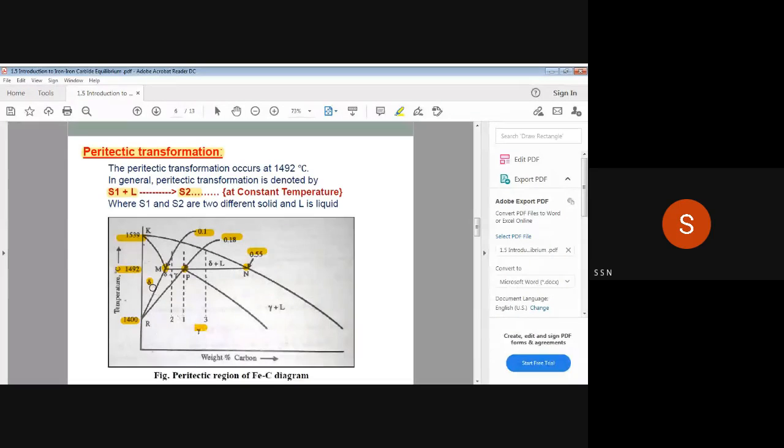What did we call delta? Delta ferrite. What did we call alpha? Alpha ferrite only, isn't it? Alpha ferrite, delta ferrite, gamma austenite, and cementite or iron carbide. Those four phases are in the solid condition, and one liquid condition is present.